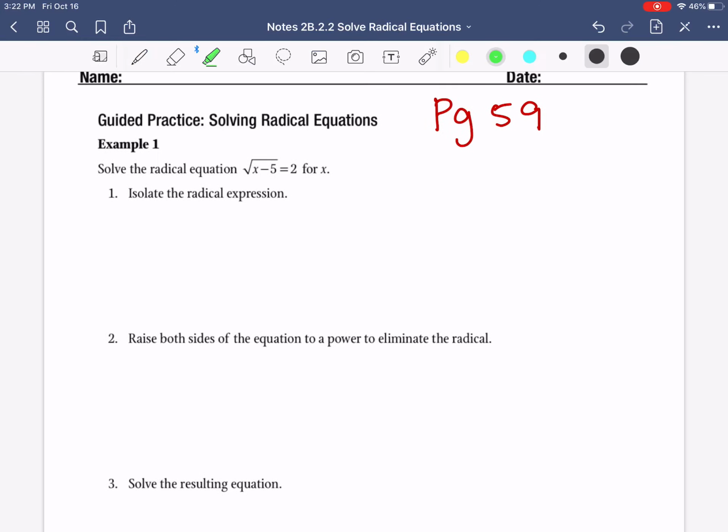Okay, so our problem says, example 1, solve the radical equation, square root of x minus 5 equals 2 for x. So the first step is to isolate your radical equation, right? That's already done for us. This is the radical. There's nothing outside of it. There's nothing being added or subtracted, so that step's already done for us. Check, we're good to go.